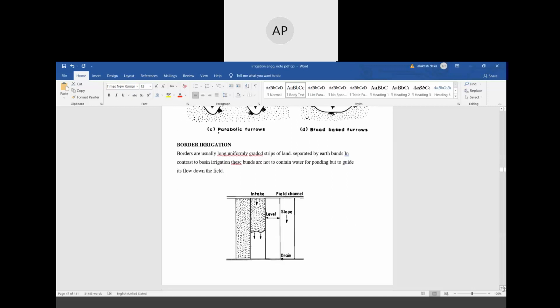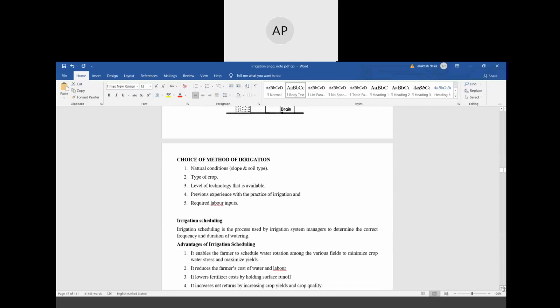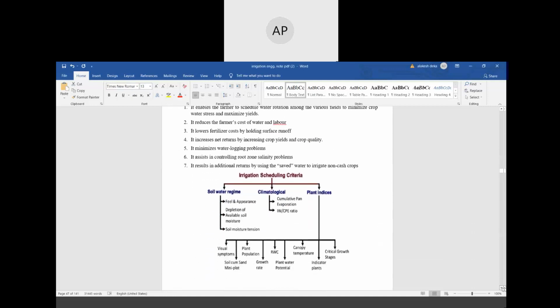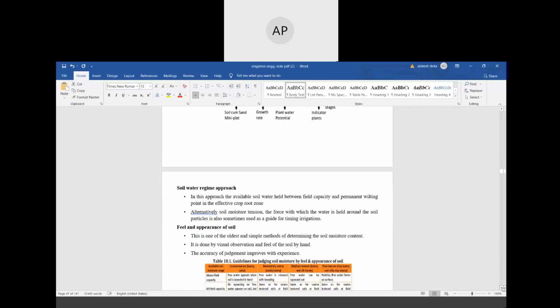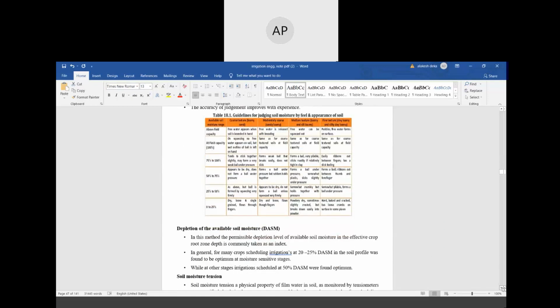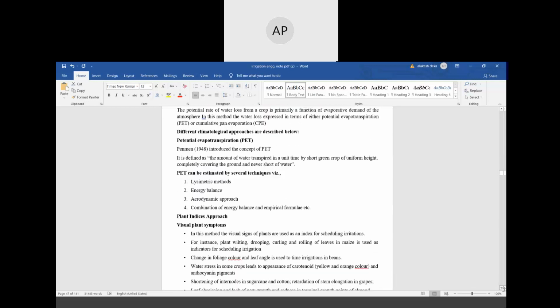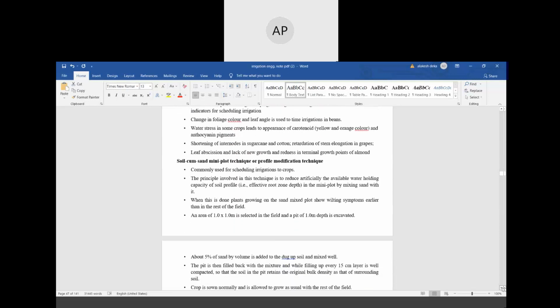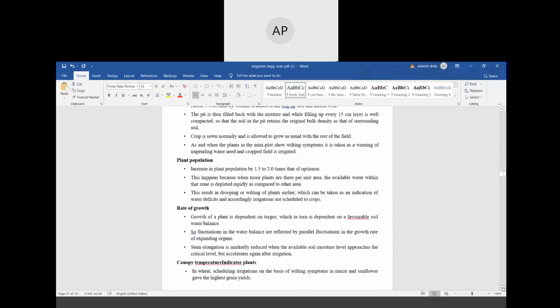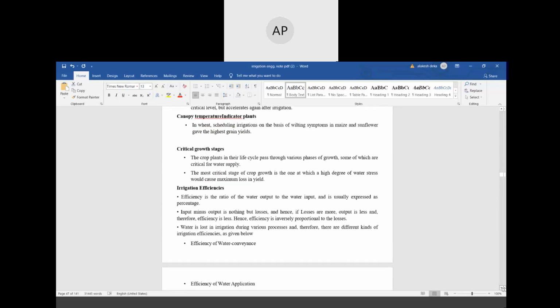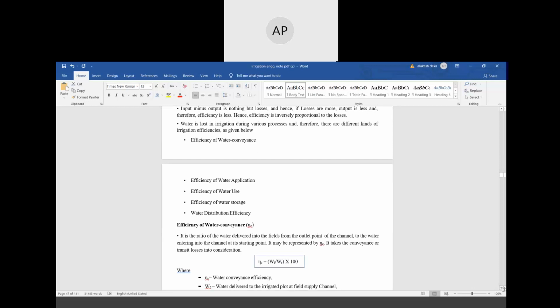Border irrigation. Let me see how much is left. Irrigation efficiencies are there.